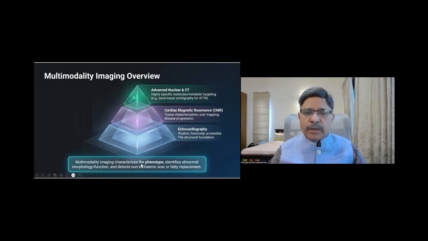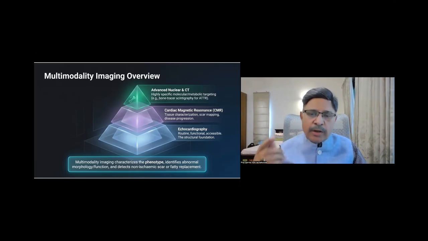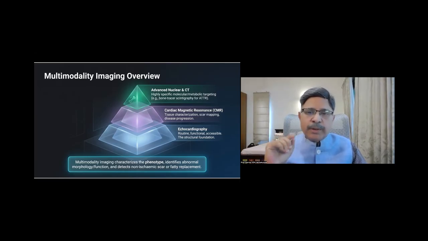Multimodality imaging characterizes the phenotype, identifies the abnormal morphology and function, and detects non-ischemic scar or fatty replacement. Supposing there is a scar in the myocardium, it could be due to previous ischemia and a scar has formed. There is hypokinesia in the echo. There is scar in the MRI. But if it is a non-ischemic scar formation or non-ischemic amyloid or fatty deposition, that can be picked up by cardiac MRI, and that is very important.